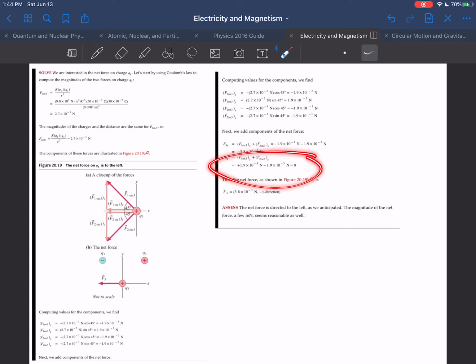Notice that the y values, because they're in opposite directions, one up and one down, can be calculated, but they are going to cancel out, and indeed they do. Plus 1.9 times 10 to the negative 3 newtons minus 1.9 times 10 to the negative 3 newtons equals 0. So the net force is in the x direction, with a magnitude of 3.8 times 10 to the negative 3 newtons.